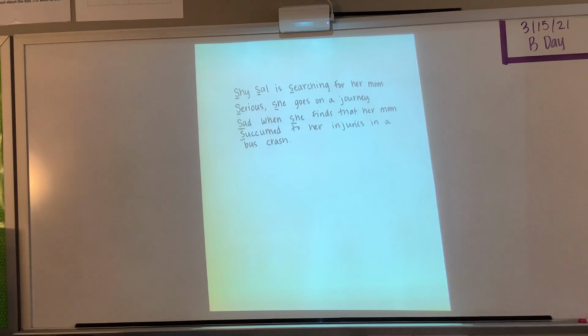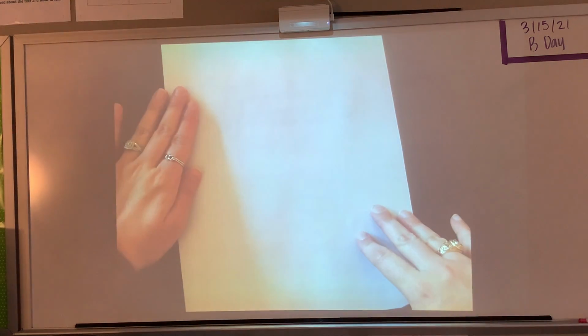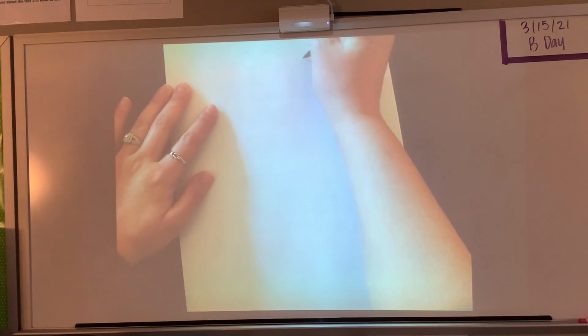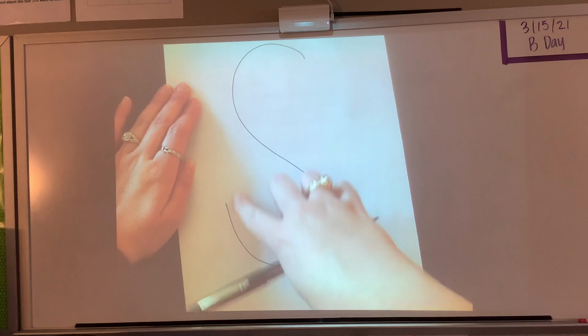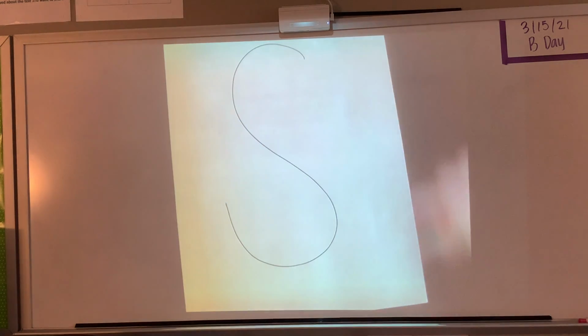So this is just my rough draft. I could do much better describing her personality, and I'm sure you guys will do much better than me, but this is just a quick little example. So I would take this and then I would draw a large S, and I would try to fit my poem on the lines here so that it looks something similar to this.